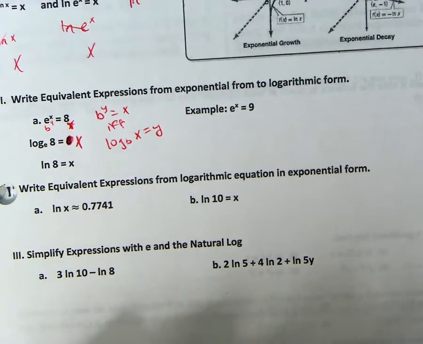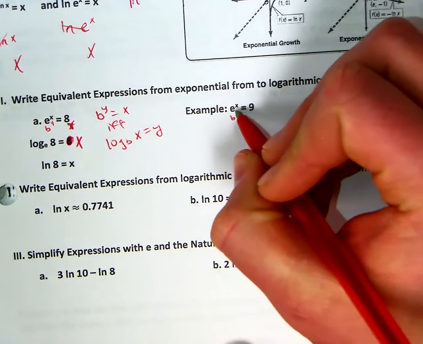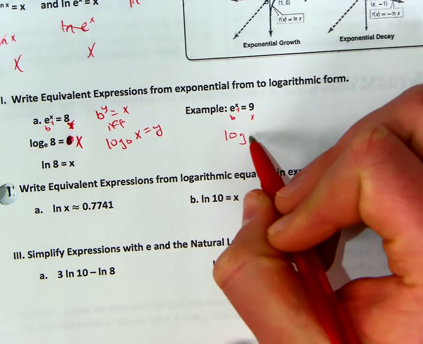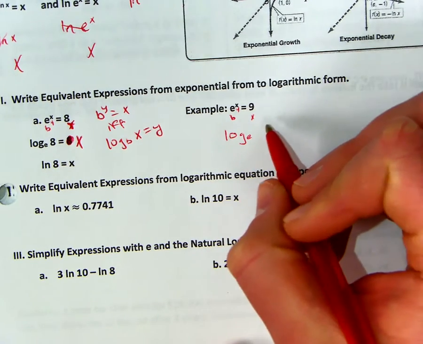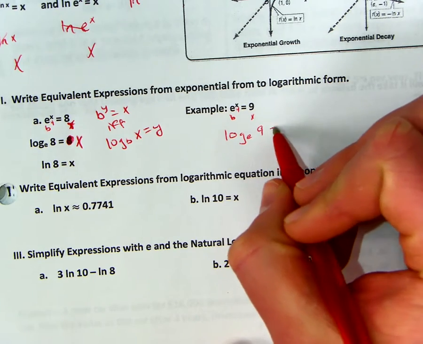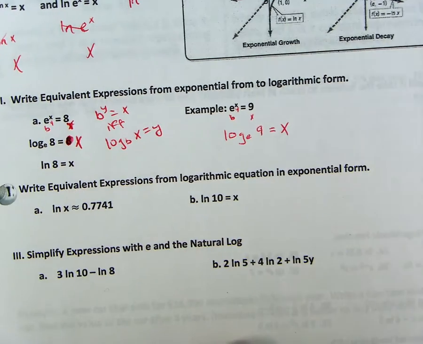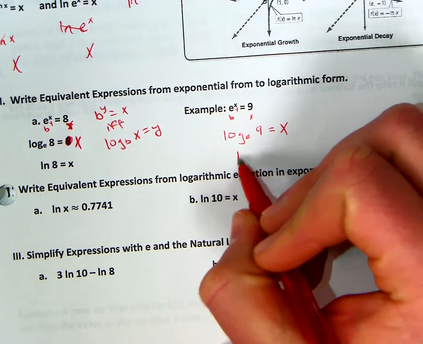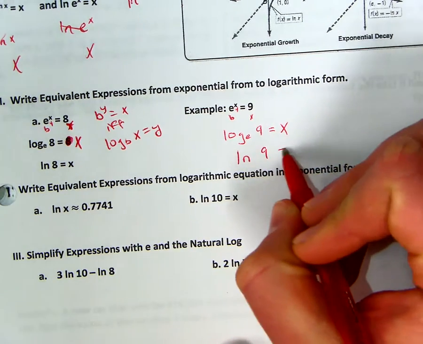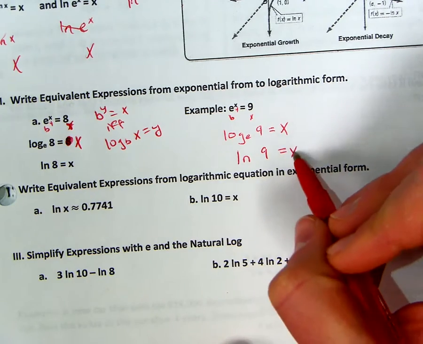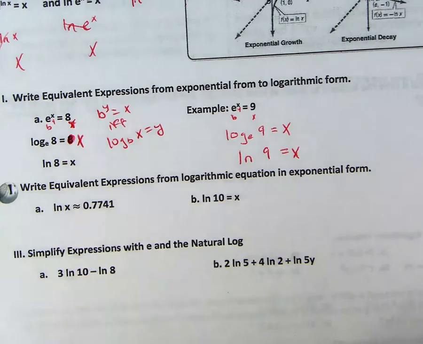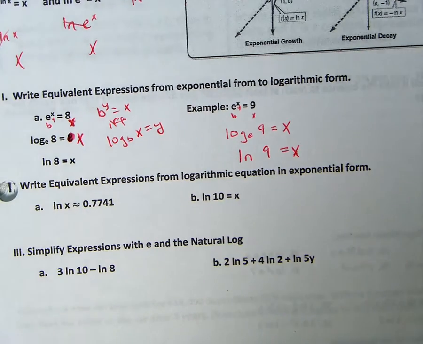So if we're going to do this example here, kind of just mimic what we have done. Here's my b, here's y, here's x. So I have log base e of 9 equals x. All right? And then the last step is that this log e turns into ln, and you have ln 9 equals x. So it just says write in a different form. That's all you're doing. You're just writing it in the different form.